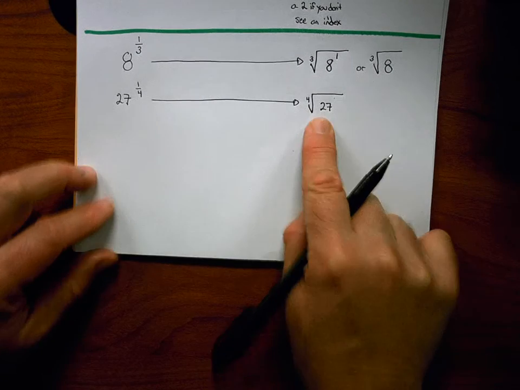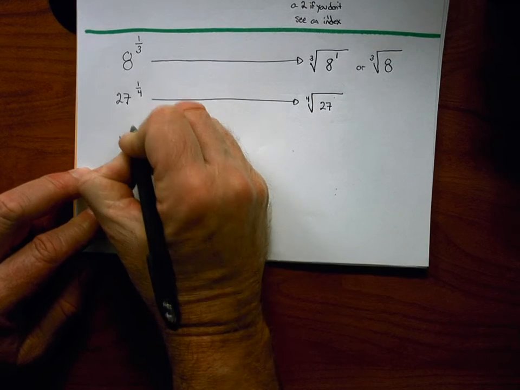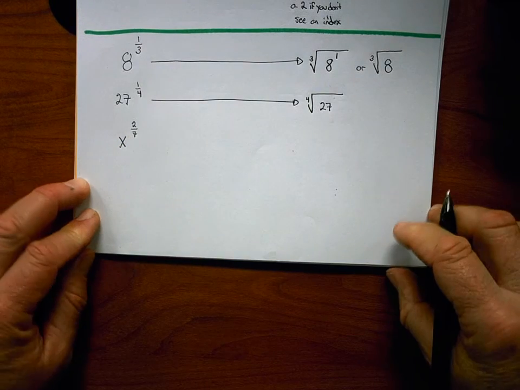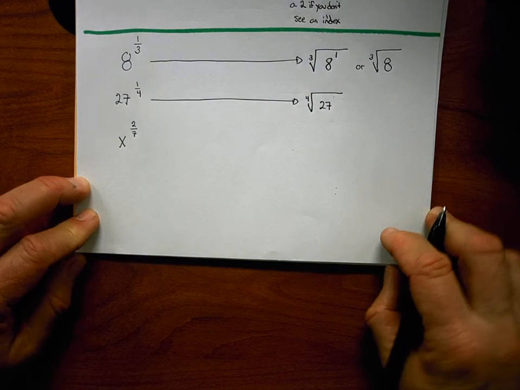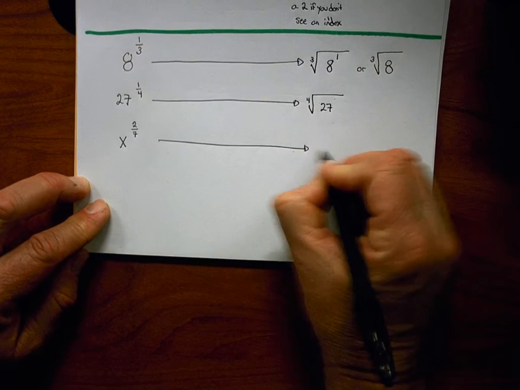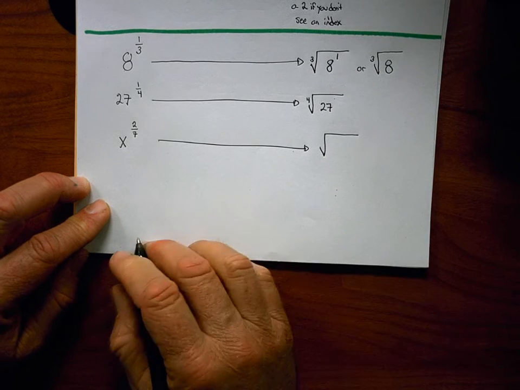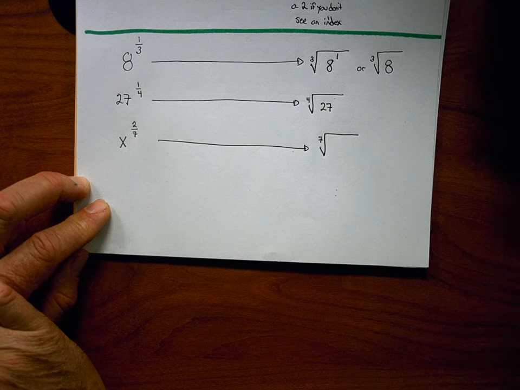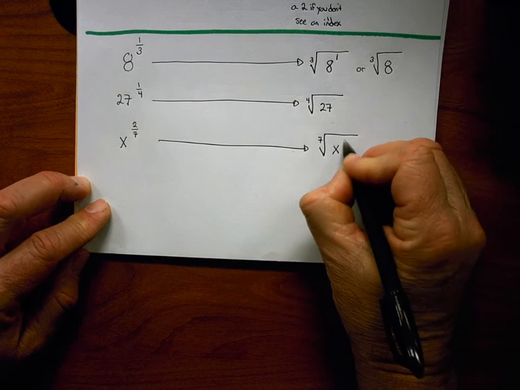Let's keep going. How about x to the 2/7 power? Can you put it in radical form? What's the index? 7. What would you put inside for the radicand? X to the 2nd power.